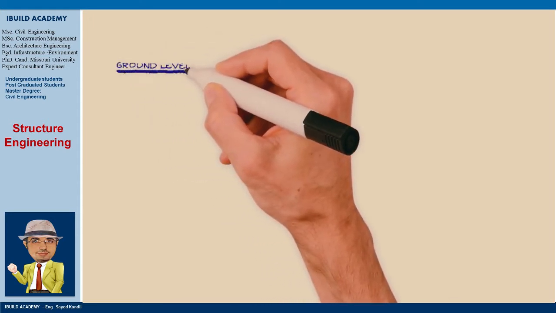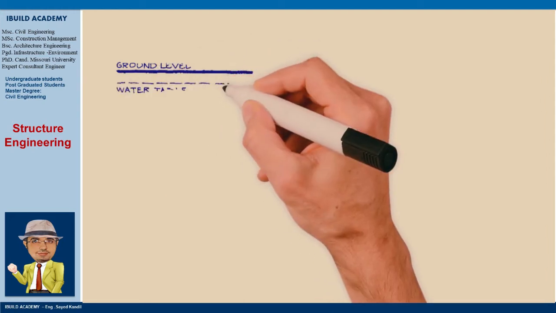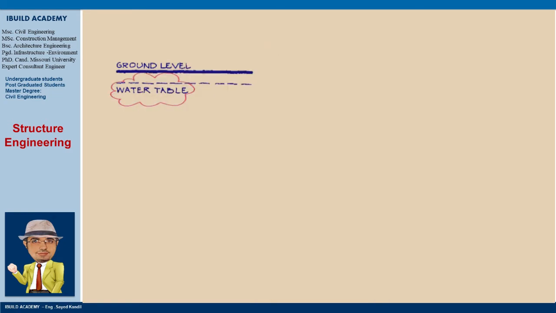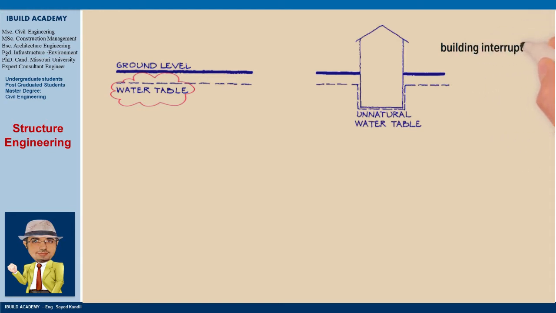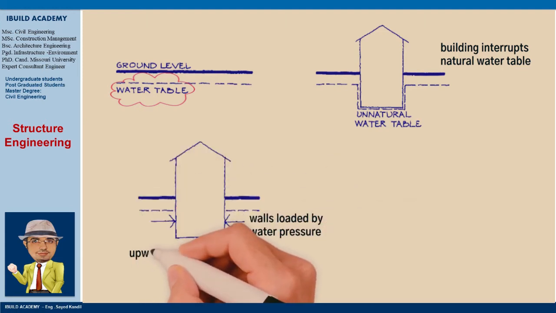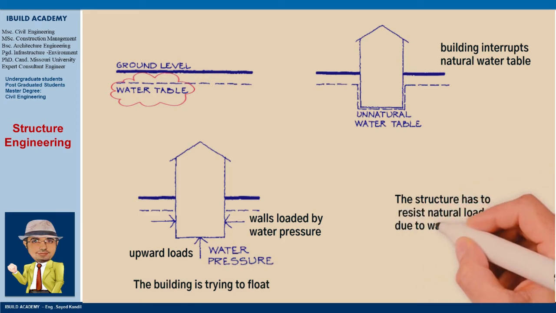Under the surface of the Earth, depending on the local geology and climate, there will be, at some level, water. The top level of this water is called the water table. This level may be at the surface in swamps, bogs and beaches, or many meters down in deserts. If the siting of the building interrupts the natural water table, an unnatural water table is created around and under the building. Not only are the walls loaded by the water pressure, but it also causes upward loads on the floor. The building is trying to float. The structure has to resist natural loads due to water pressure.